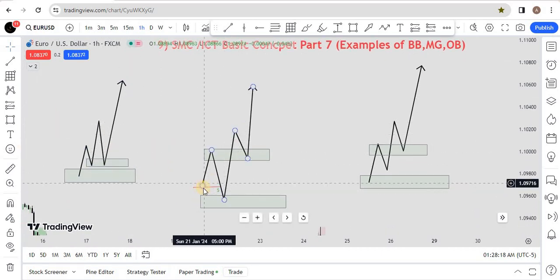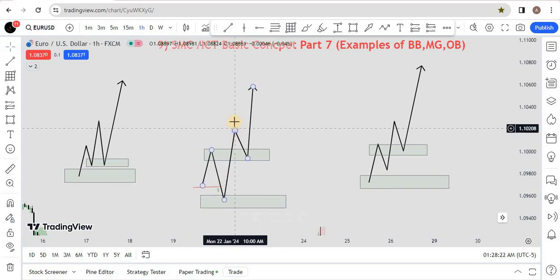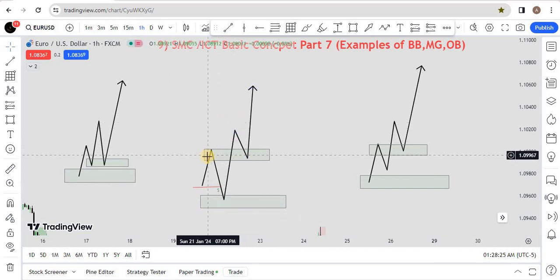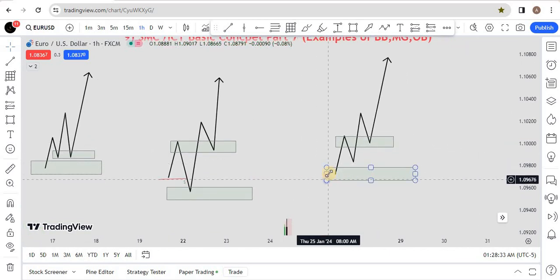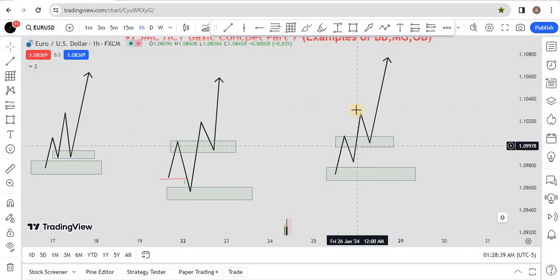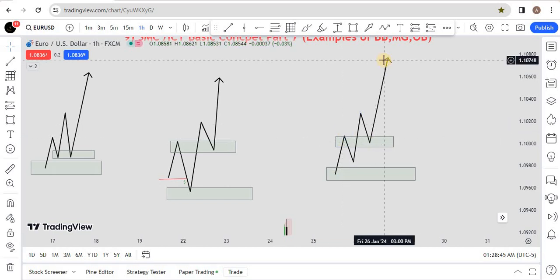For a breaker block, price takes out the previous swing point liquidity, taps on the POI, creates a market structure shift, then comes back to that last up close candle or last down close candle, taps on it and we go. In a mitigation block, price taps on the POI, gives us a valid swing point and a market structure shift, retests on a down close candle, and then we go.